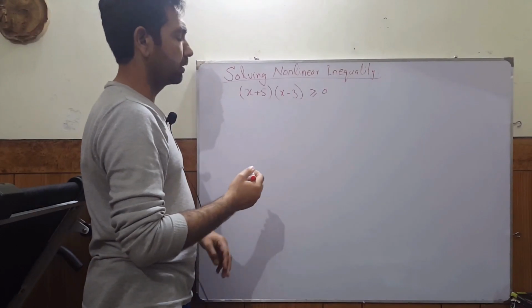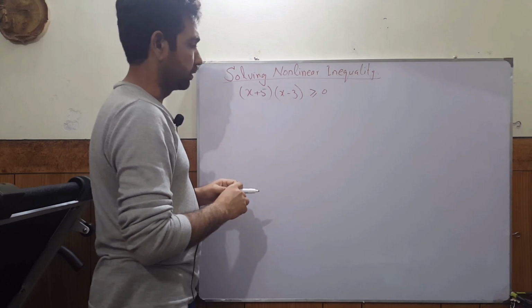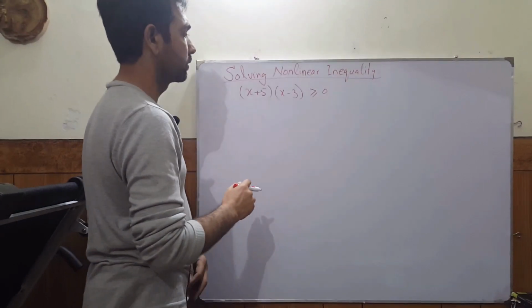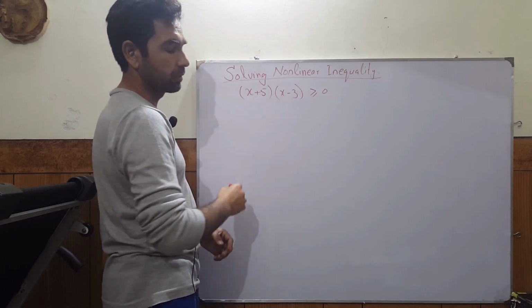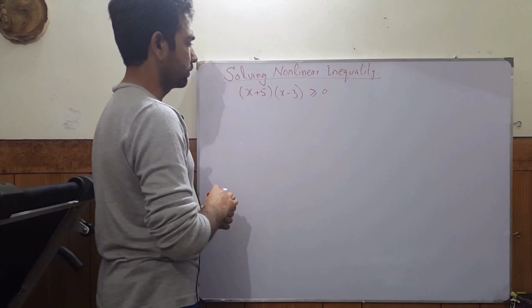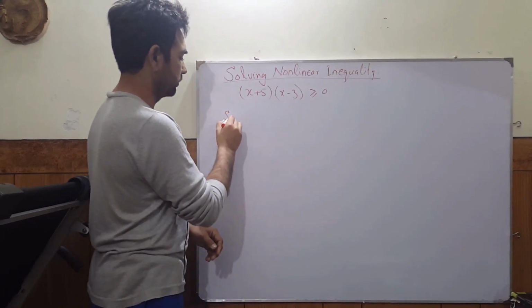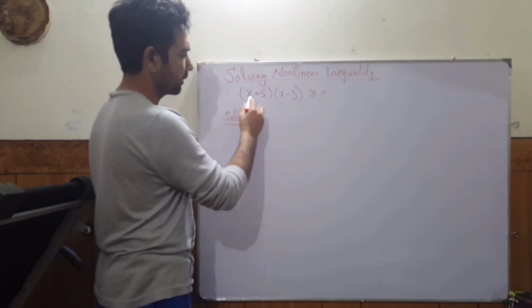Inequality. Non-linear means that the power of x is not 1 but more than 1. So you can see that if you multiply x to this one, the power would be x square. So how to solve this one? The first thing you have to do is find out the x values from here.